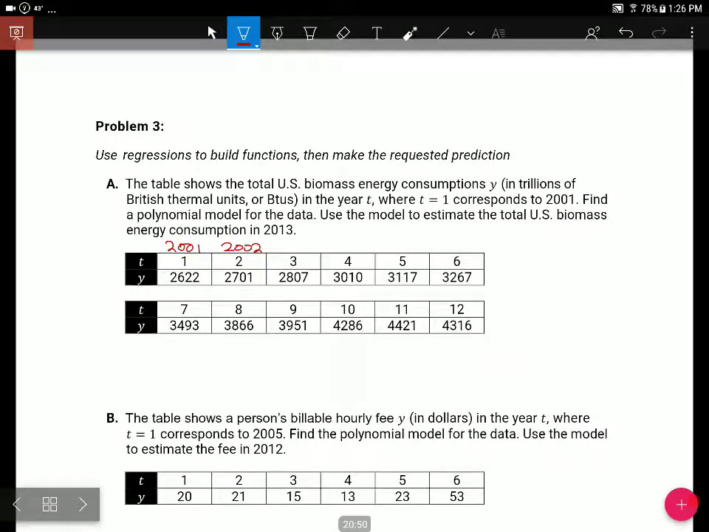Okay? So write a polynomial model. Are they telling us what type of model to make? No, polynomial, but are they saying like cubic, linear, quadratic? So we're going to put this in our calculator and make the best one we can. Does that make sense? So here you go.